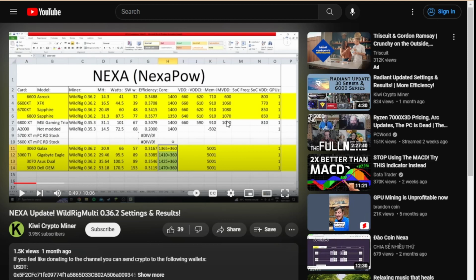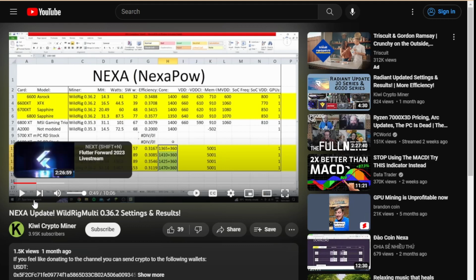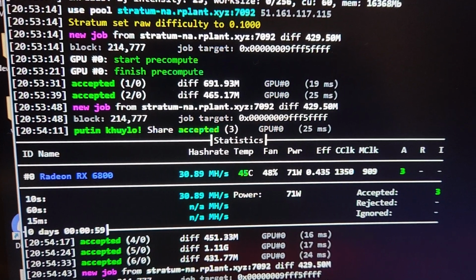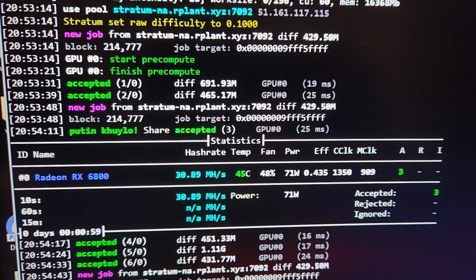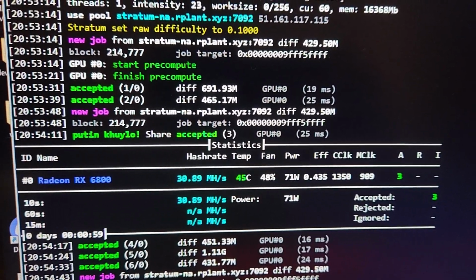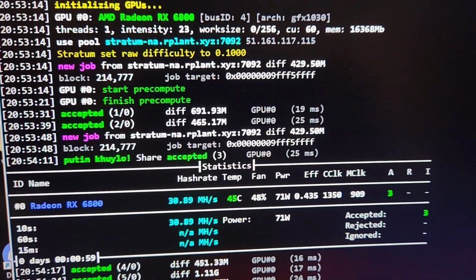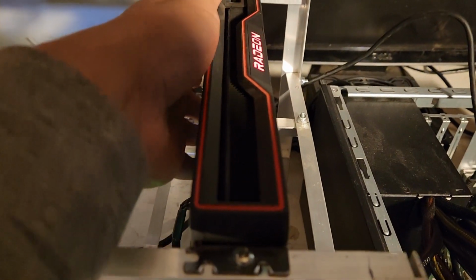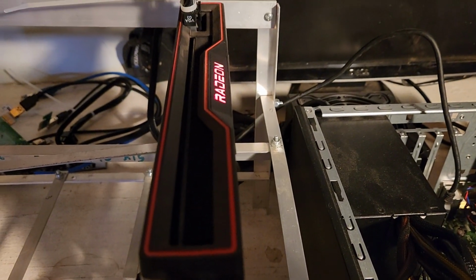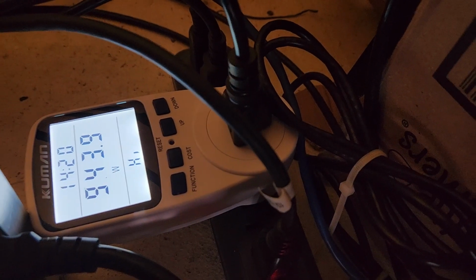So we put his same exact numbers in. So let's move to the GUI and then to the wall to see our actual settings. All right, as you can see, the 6800 is getting 30.89 mega hash at 71 watts in the GUI. So let's see what it's actually getting at the wall. So we're just putting our hand on the back of it, to make sure it's actually mining. It is. It's hot. Let's check the power usage at the wall. Showing about 94 watts at the wall.